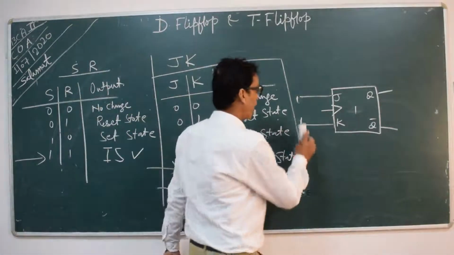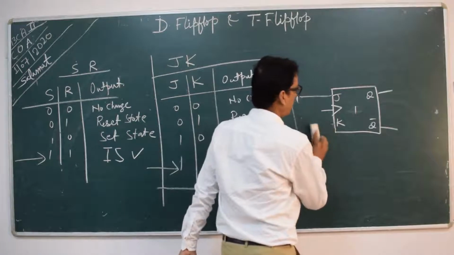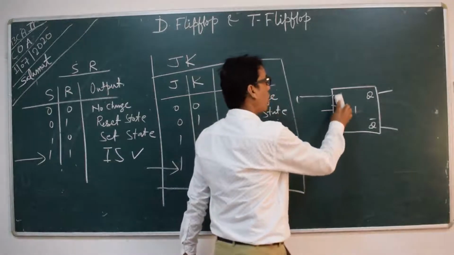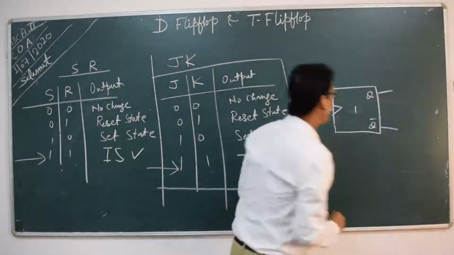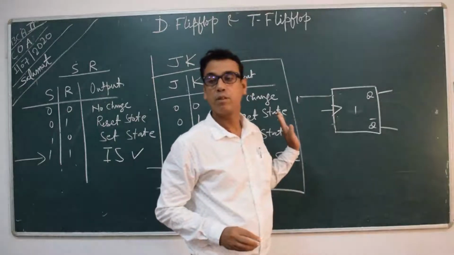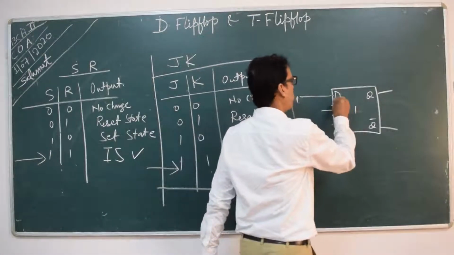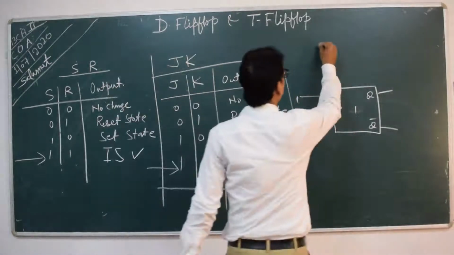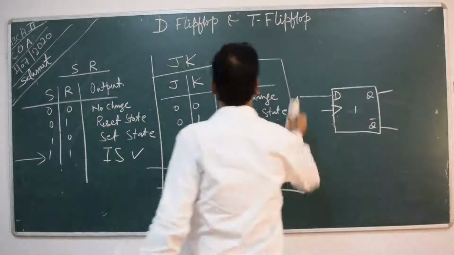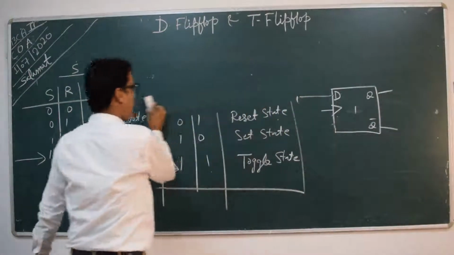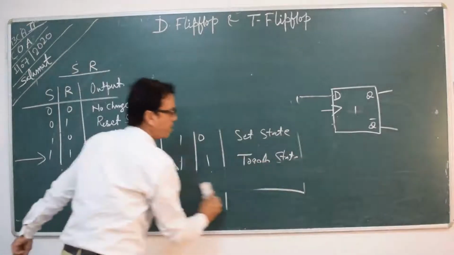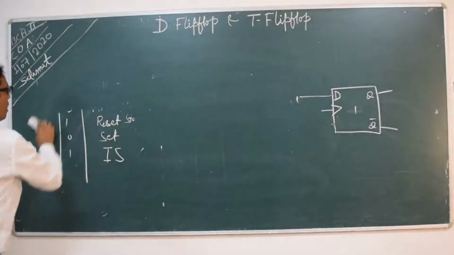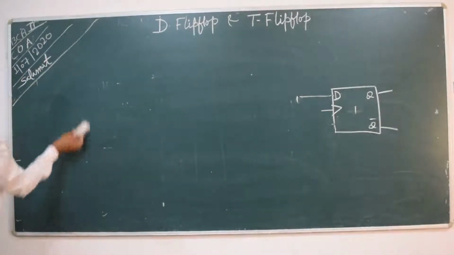We must know that the D flip-flop and T flip-flop have only one input line, the data input line. Suppose this is D flip-flop. Suppose this is D. D stands for, let me clean the board so that I can explain the D flip-flop with truth table and block diagram and circuit diagram if needed.